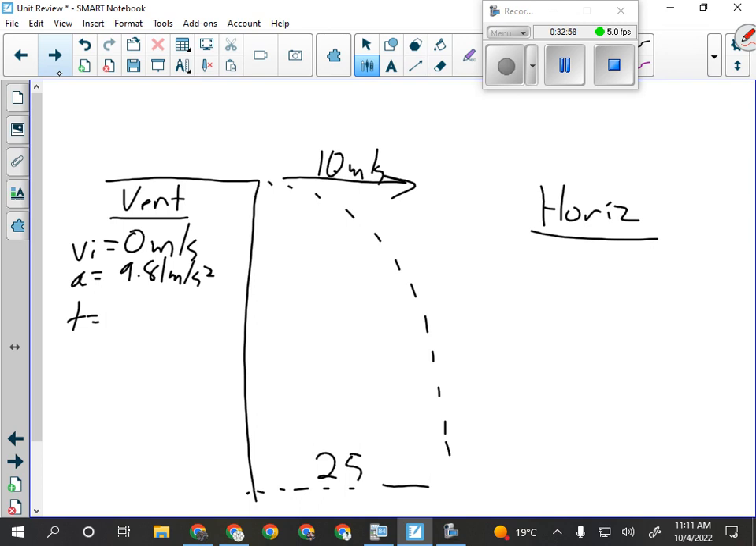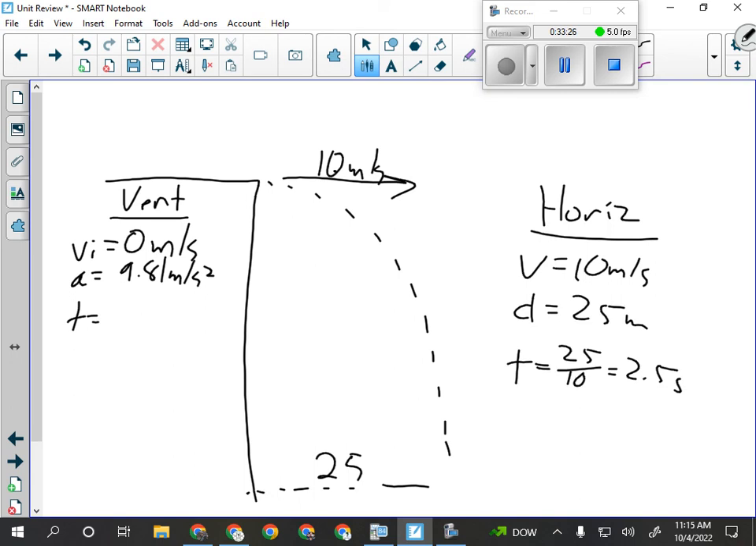Okay, an object goes off the cliff at 10 meters per second, hits the ground 25 meters from the base of the cliff. How tall is the cliff? Might not be that tall. Okay, so horizontally, I know two things. I know the speed, 10 meters per second, and I know the distance, 25 meters. So I can find the time, d over v, 25 over 10, is going to be 2.5 seconds. Time can come over here, 2.5 seconds.